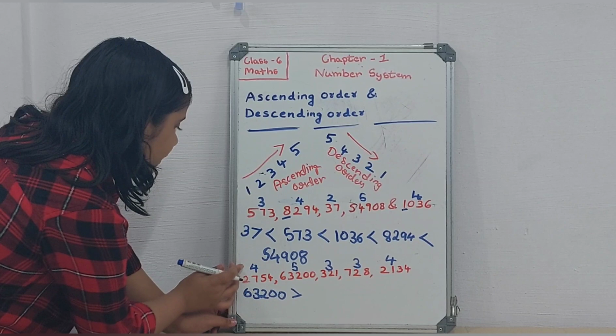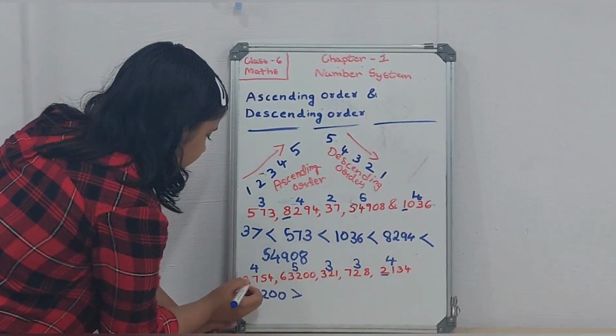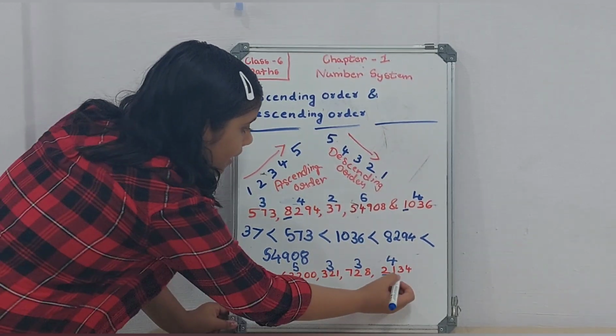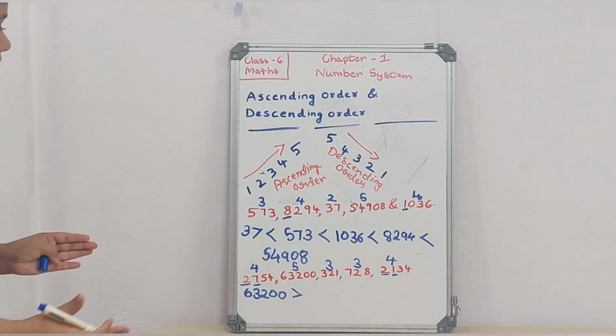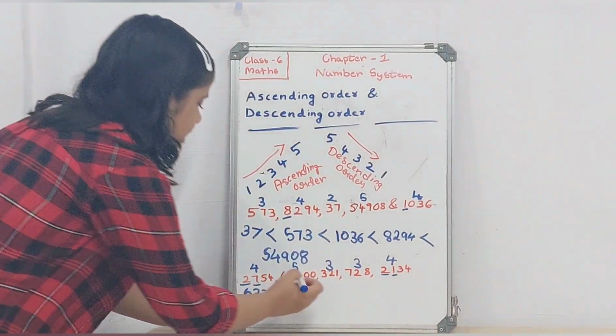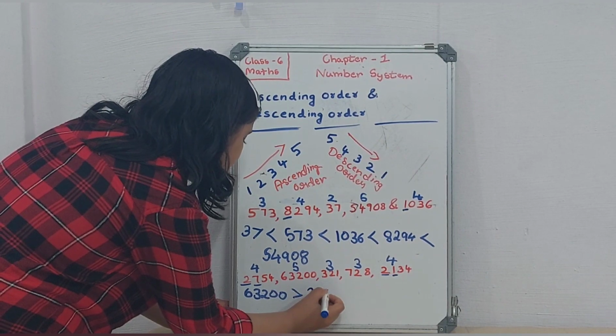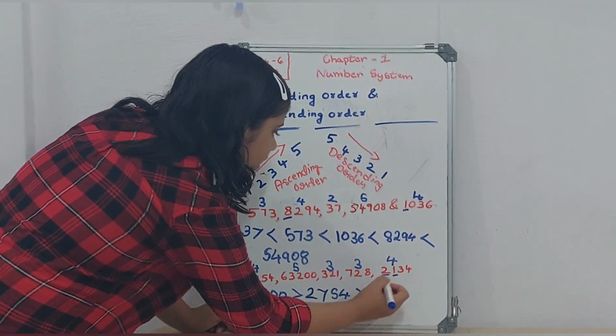Next 4-digit number. We have 2. So here we have a 2. Here we have a 2. Okay. Next we have a 7. Here we have a 1. So which is greater? 7 or 1? 7 is greater. So we are going to put this number next. So 2, 7, 5, 4 is greater than this number.